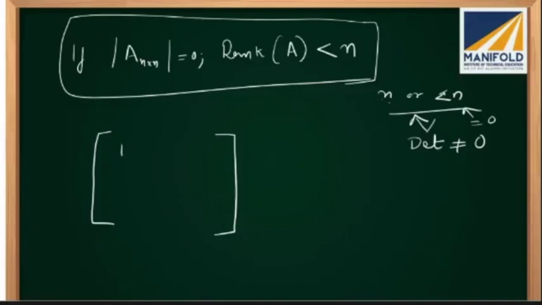Okay. So I have taken 1, 2, 3, then 2, 1, 2, then 4, 2, 4. This is the matrix I am taking. The first point is you can do row transformations without changing the rank of a matrix. This is converting into echelon form.